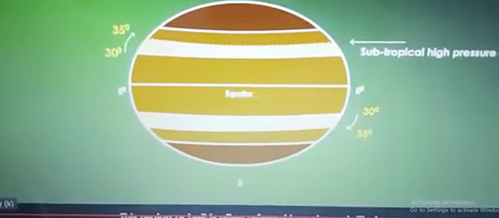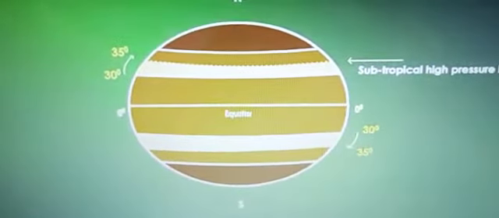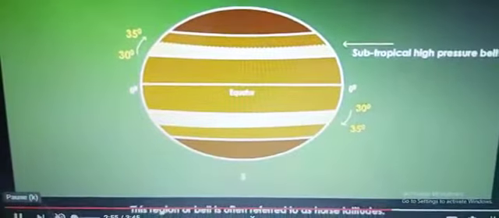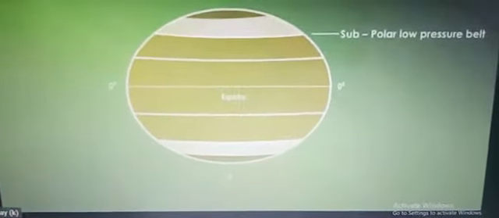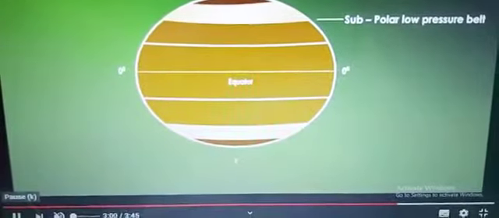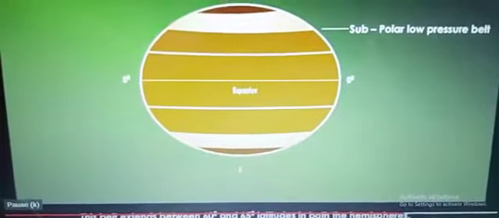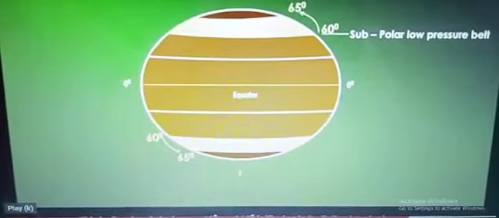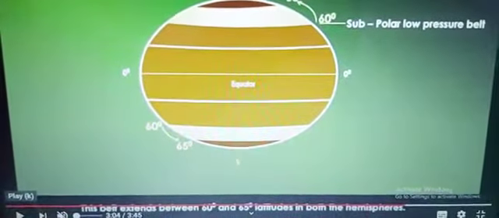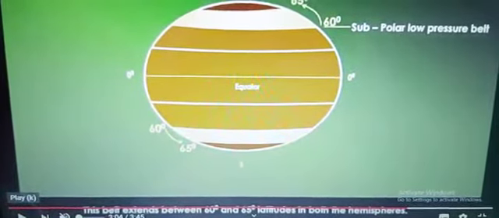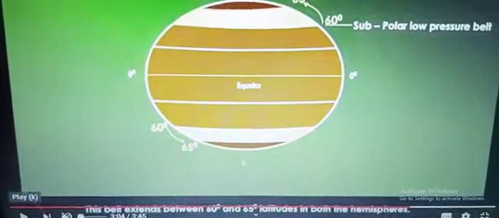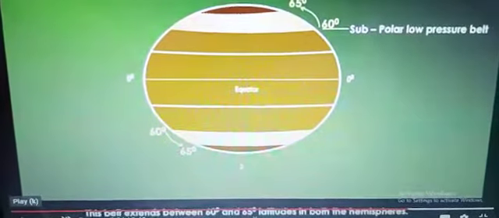Children, in the last class I explained the subtropical high pressure belt. When the wind moves toward the equator, it is known as the trade wind, and when it moves toward the subpolar low pressure belt, it is known as the westerlies. So later on, whenever you hear the words trade wind and westerlies, remember that the trade wind blows toward the equator, and the westerlies blow toward the subpolar low pressure belt.